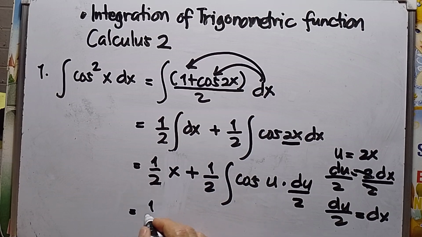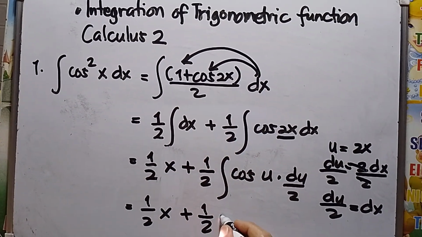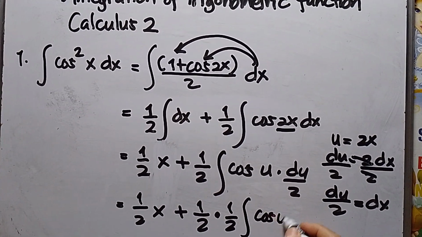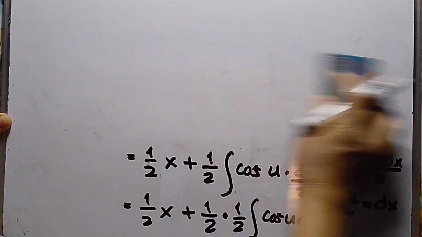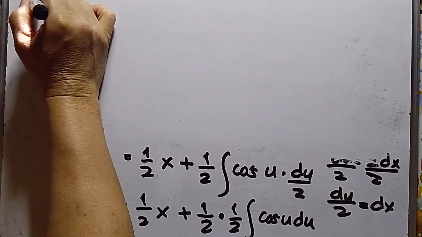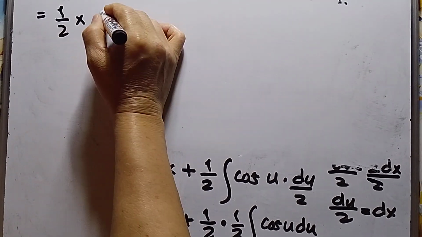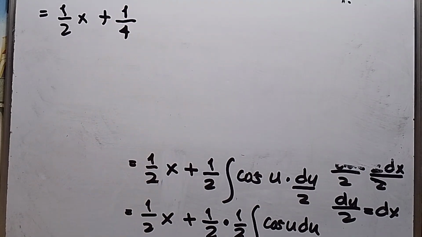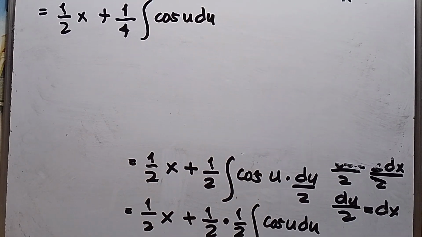So this will be 1 over 2 x plus 1 over 2. I need to replace outside of the integration. This will be multiply 1 over 2 integral of cosine u du. So this will be 1 over 2 x plus, multiplying numerators and denominators, 1 over 4 integral of cosine u du.